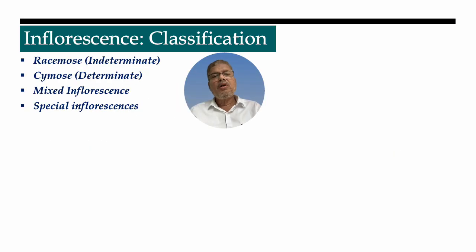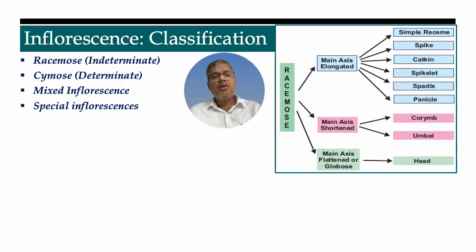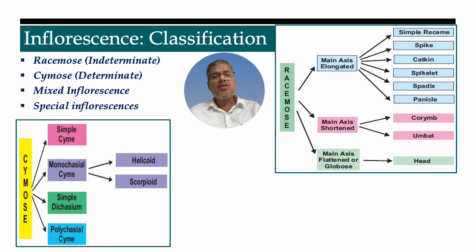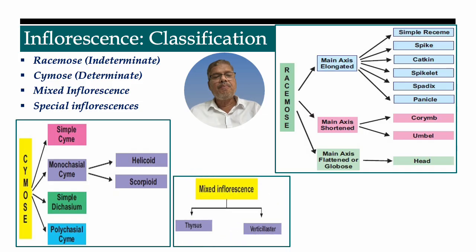The classification of inflorescence is primarily based on the growth pattern of the main floral axis and the arrangement of flowers on it. The main categories are racemose, cymose, special, and mixed types. The racemose or indeterminate inflorescence: here the main axis continues to grow. Oldest flowers are at the base, whereas the youngest are at the apex, that is acropetal succession.